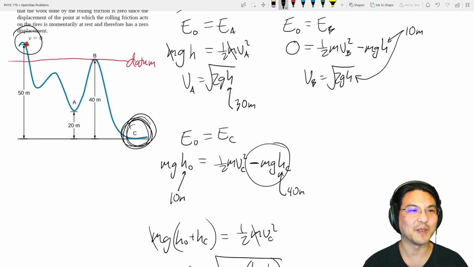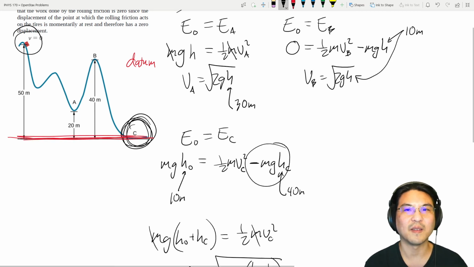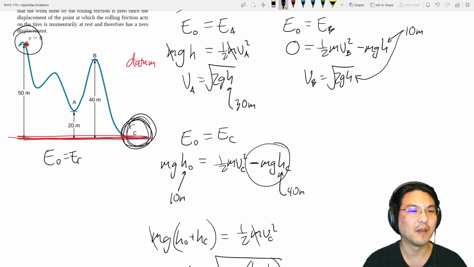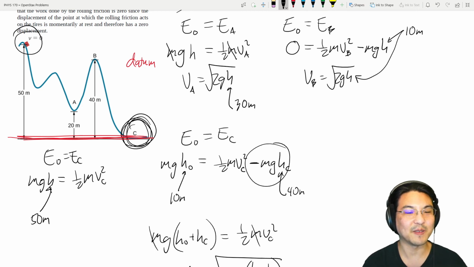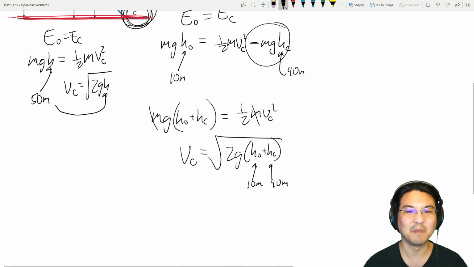And maybe let's try this one more time. Same problem, let's pick the datum somewhere else. Let's say we pick the datum here. So then initially mgh, where this is now 50 meters above the datum. And then final one half mv squared. And now it's at the datum, so the gravitational potential energy is 0. Solve for v, where this is 50 meters. Note how it's the same here.